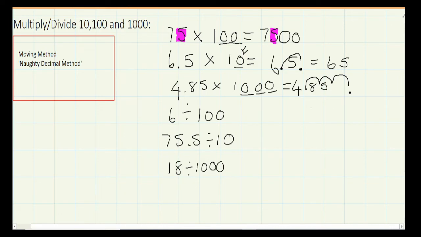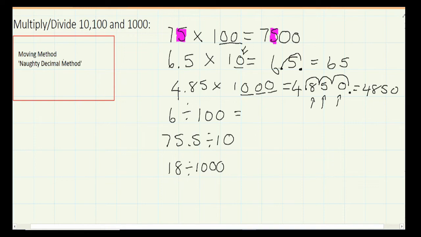So in this tunnel over here, we've got an 8, we've got a 5 in this tunnel over here. But in this tunnel, we don't have a value, which means that the place value is going to be incorrect if I don't put a placeholder in there. So what I've done is I put a placeholder in there, which makes my answer 4850.